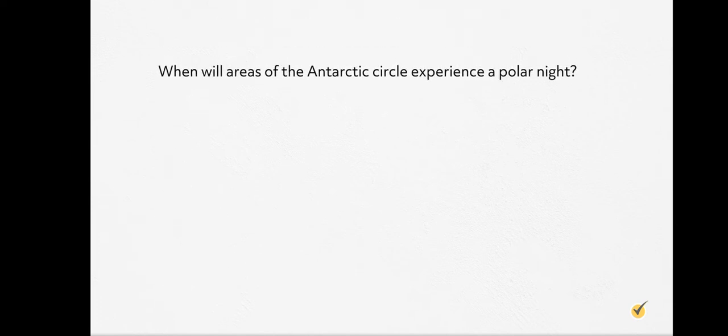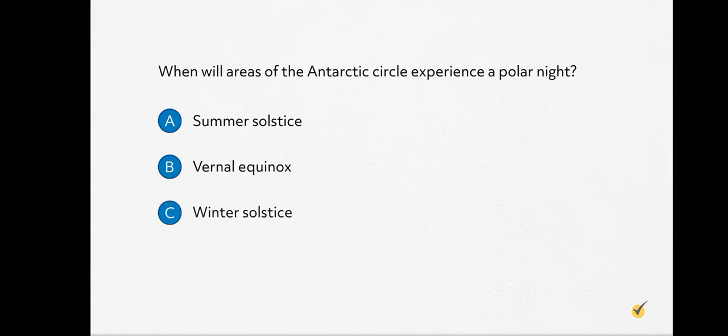When will areas of the Antarctic Circle experience a polar night? A, summer solstice. B, vernal equinox. C, winter solstice. Or D, autumnal equinox. The correct answer is A, summer solstice. During the Northern Hemisphere summer, the Earth is tilted toward the sun, so the poor South Pole will receive the least amount of sunlight, some parts in darkness for over 24 hours.